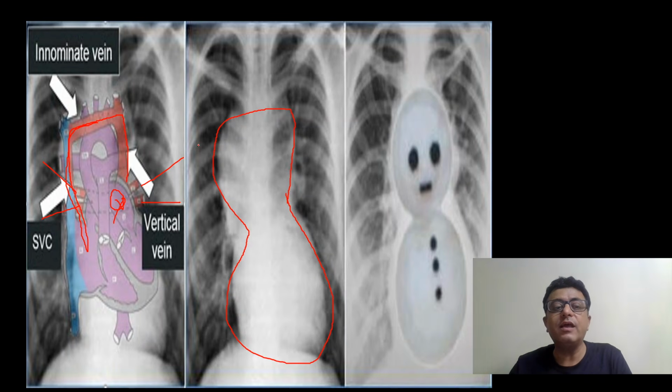Why TAPVC? I told you, the pulmonary veins are not draining into the LA. They form a common chamber which drains into the innominate vein, then the SVC. So this gives the appearance of TAPVC, supracardiac TAPVC.